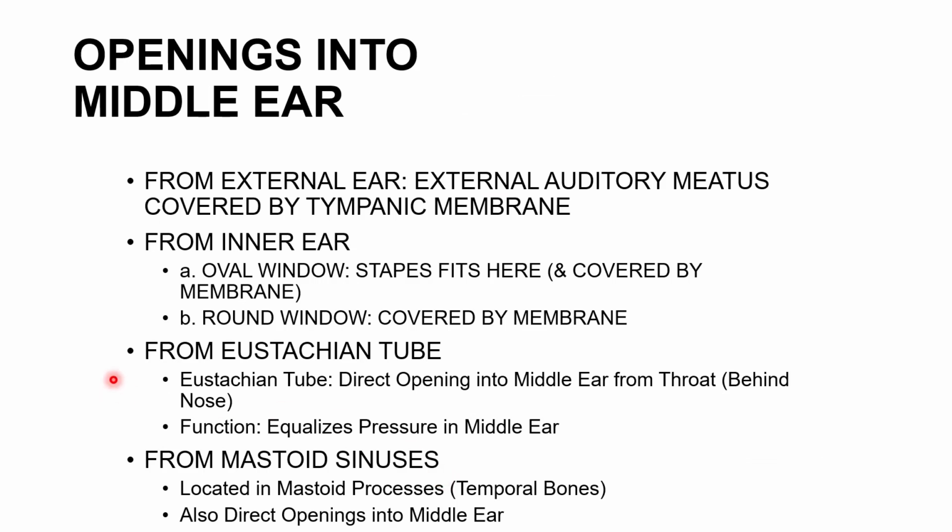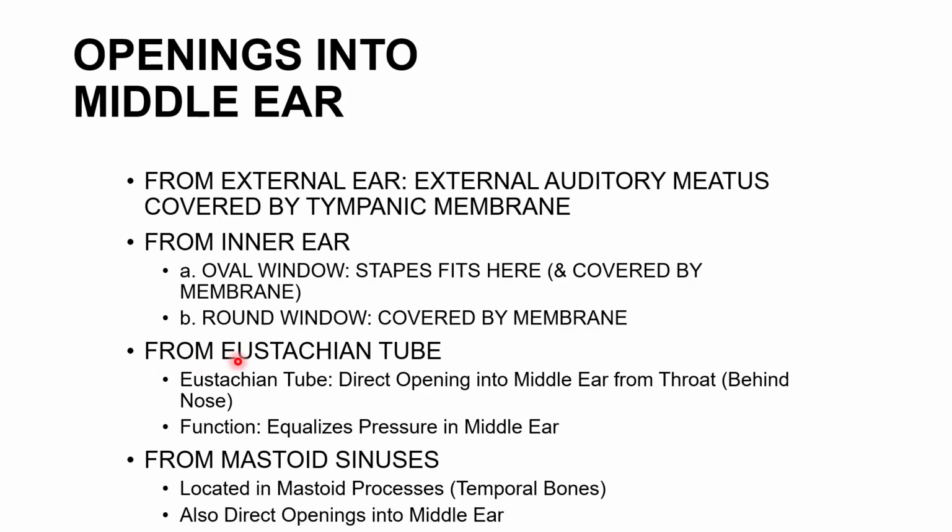So there are various openings into the middle ear which are important, and 1 or 2 openings you already know. From the external ear, the external auditory meatus is covered by the tympanic membrane. So it has 1 opening, but this opening is covered by the tympanic membrane. Towards the side of the inner ear, there is 1 oval window and 1 round window. The oval window is closed by the stapes foot plate, because the stapes foot plate fits here at the oval window and is covered by a membrane. The round window is also covered by a membrane.